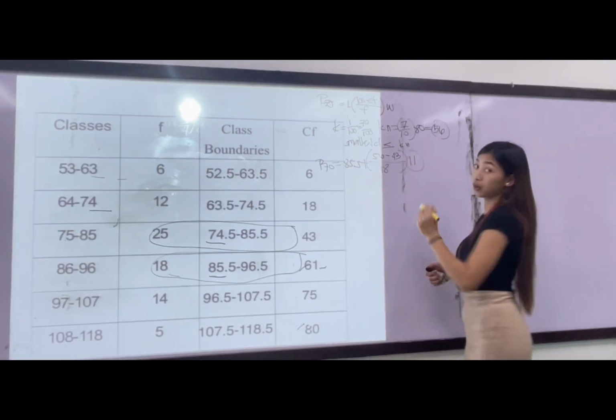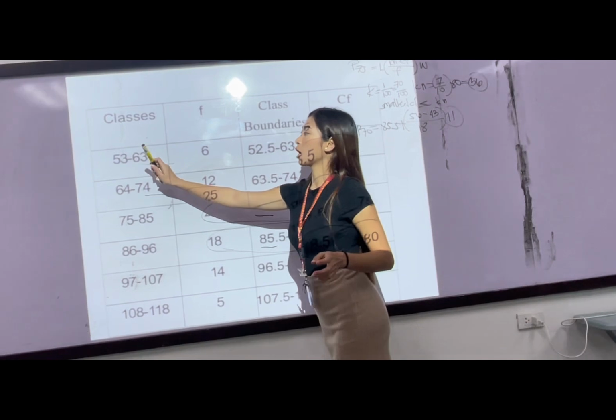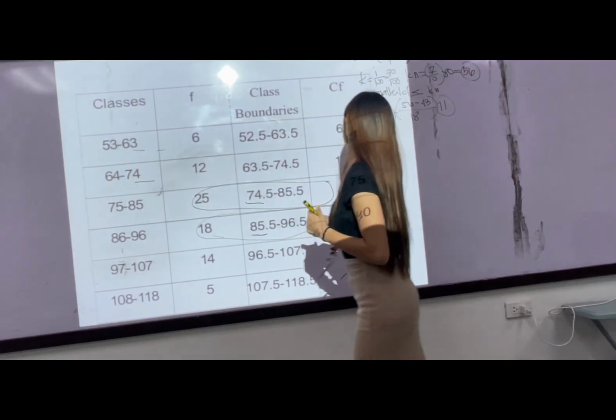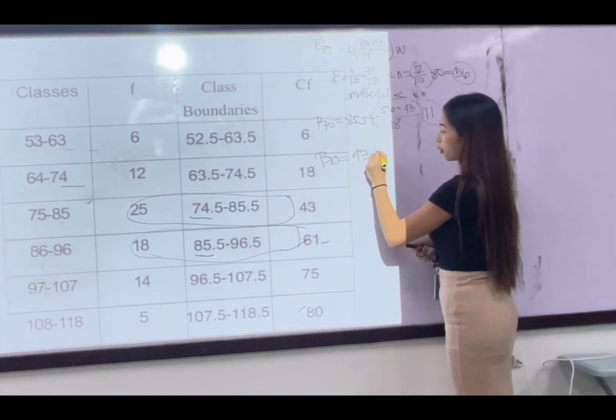Again, how do we get the 11? Simply subtract the lower class boundary from the upper class boundary. The value of percentile 70 is 93.44.